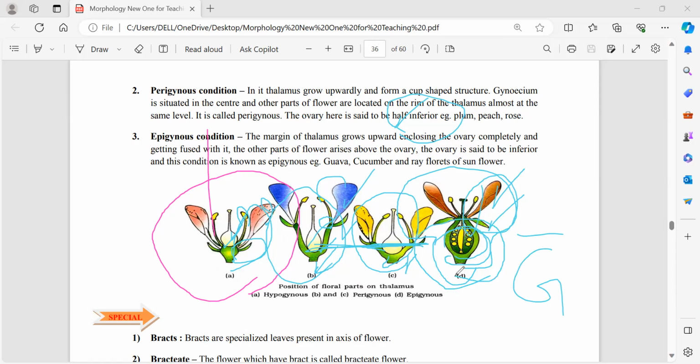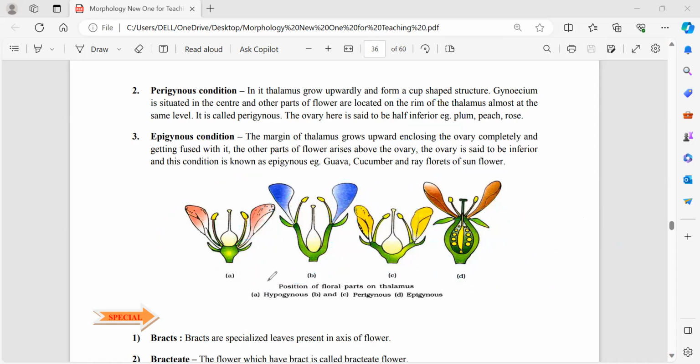And when we write it in the floral formula, we write G below the bar. This bar represents the level of other floral parts, and G is below them. So what do we call this condition? Epigynous condition.